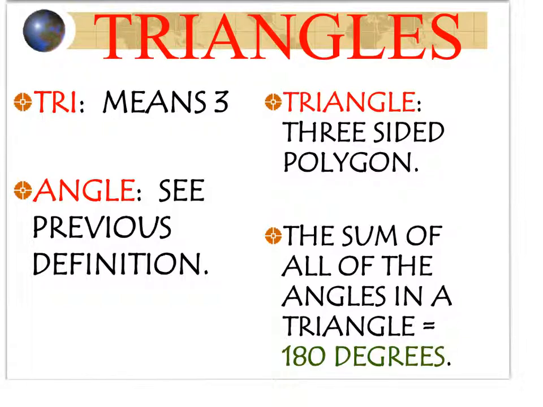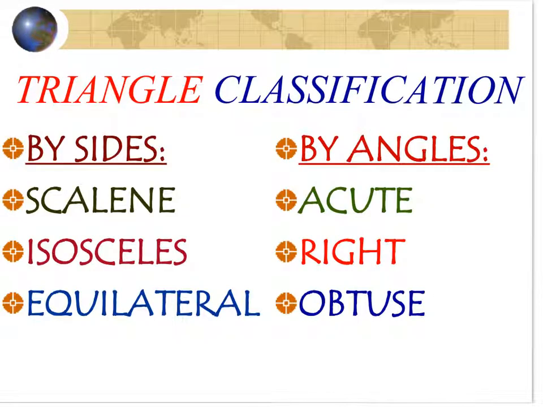In a triangle, if we add up all the angles in there, it would equal 180 degrees, which is also known as a straight line. So some triangle classifications that you're going to be asked to do are by sides and by angles. And we're going to talk about each one of those separately.